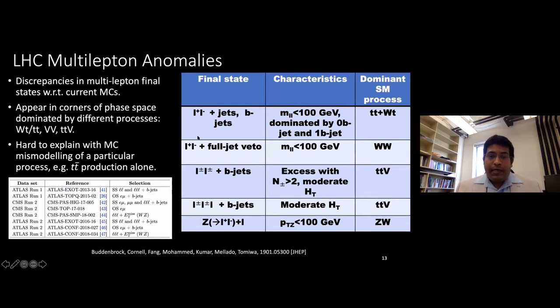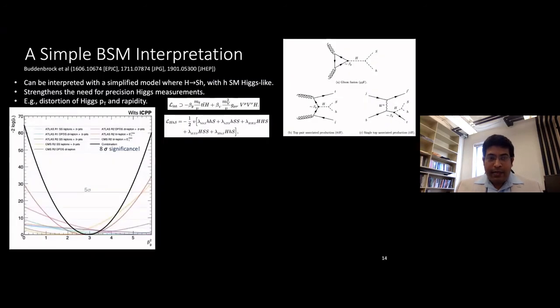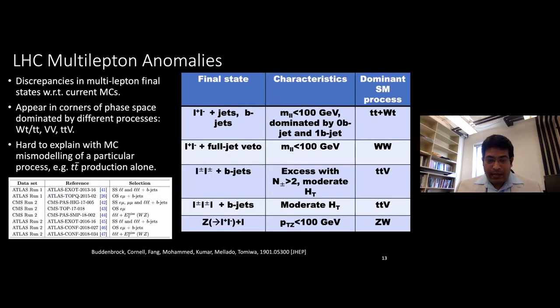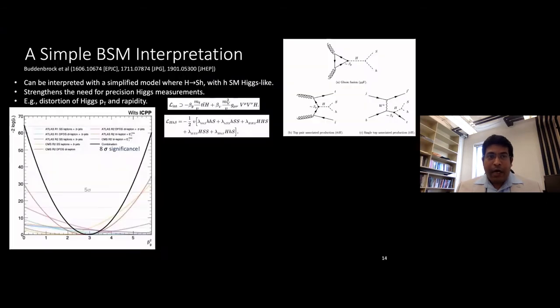And so this is hard to explain with just simple Monte Carlo mismodeling of a particular process, because these are happening in different processes. Okay, and so they have compiled this list of all these different data sets. I mean, they have taken these different data sets and different final states and analyzed this in the context of this multi-lepton signal, and what they find is that there is a significant discrepancy which can be accounted for in a simple BSM model.